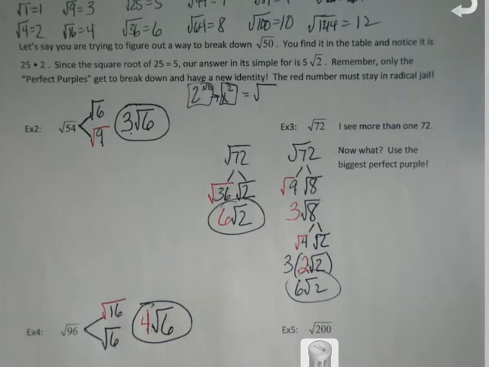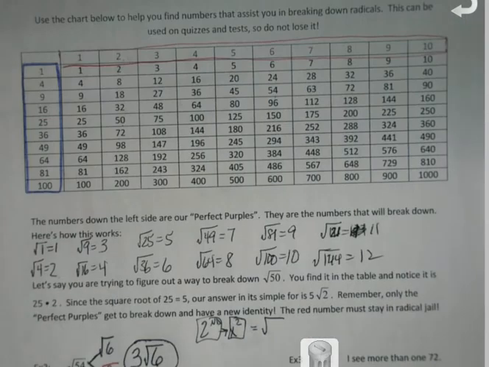Now, let's see here. 200. What do we have for breakdown? What do we have? I know I'm seeing one. Okay, 25 and 8. Are there any other ones?